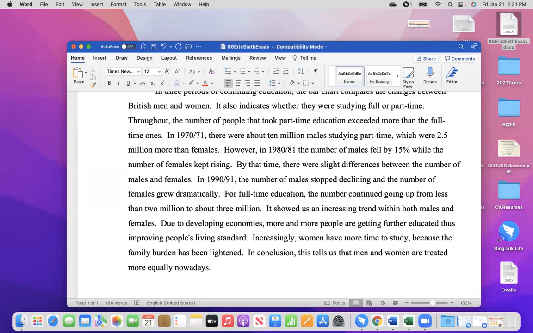Due to developing economies, more and more people are getting further educated, thus improving people's living standard. Increasingly women have more time to study because the family burden has been lightened. In conclusion, this tells us that men and women are treated more equally nowadays.